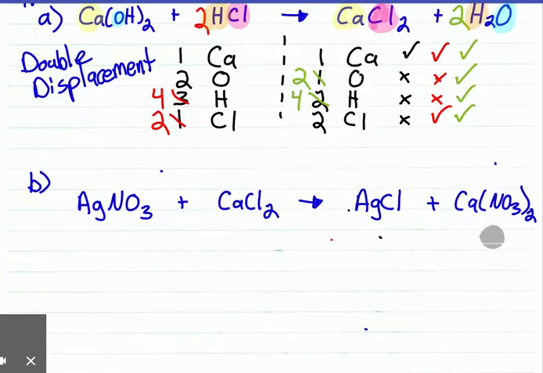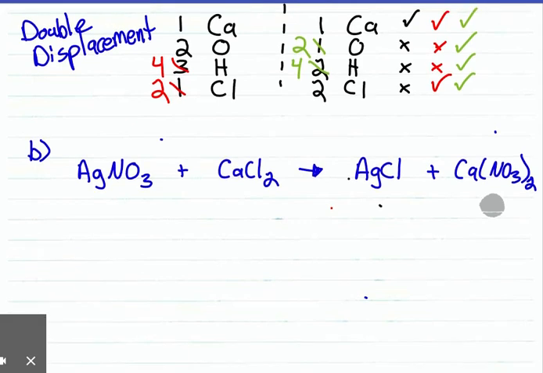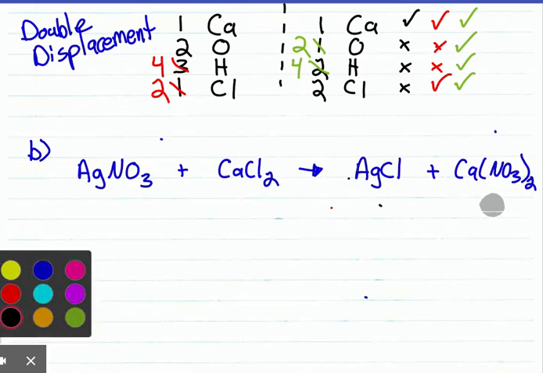All right, so let's look at the second example on your worksheet. We have silver nitrate plus calcium chloride makes silver chloride plus calcium nitrate. So we're going to balance this first, and then we will classify. So what I would like you to do is hit pause and count up.